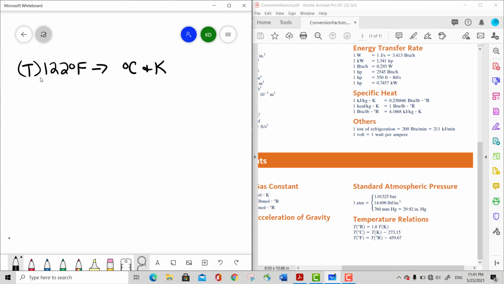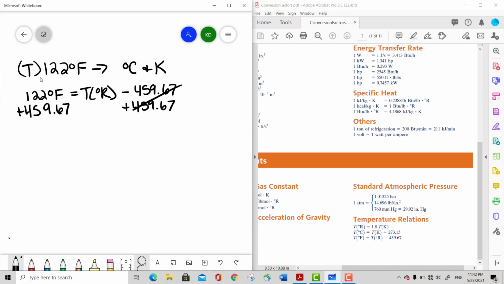So let's do Fahrenheit to Rankine. So we've got 122 degrees Fahrenheit equals temperature Rankine minus 459.67. We'll just get that to the other side because we want to isolate this because this is what we're looking for. Plus 459.67. And then that equals 581.67 degrees Rankine. Okay, so we've got that, but that's not actually what we need. What we need is Celsius and Kelvin.